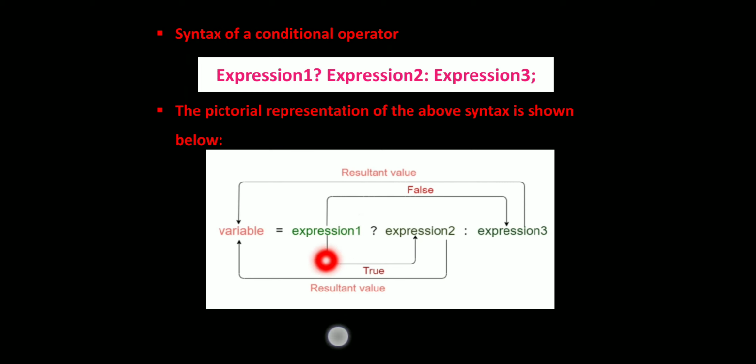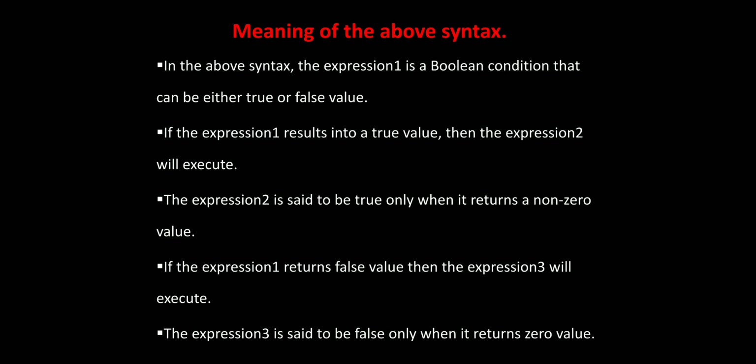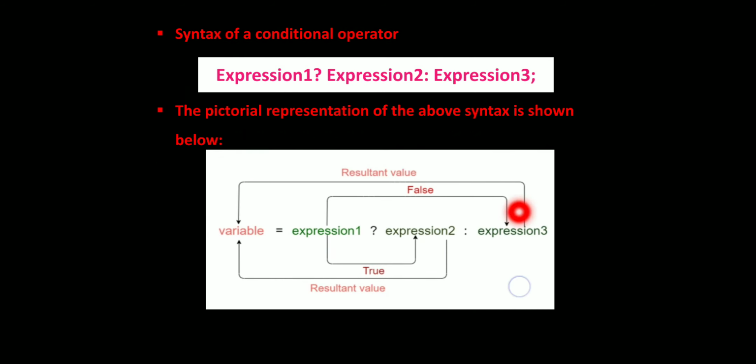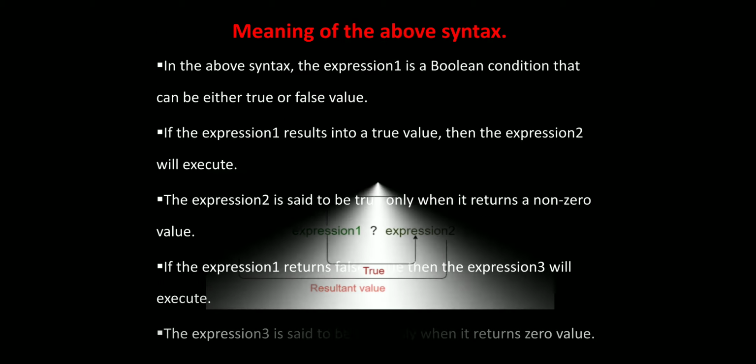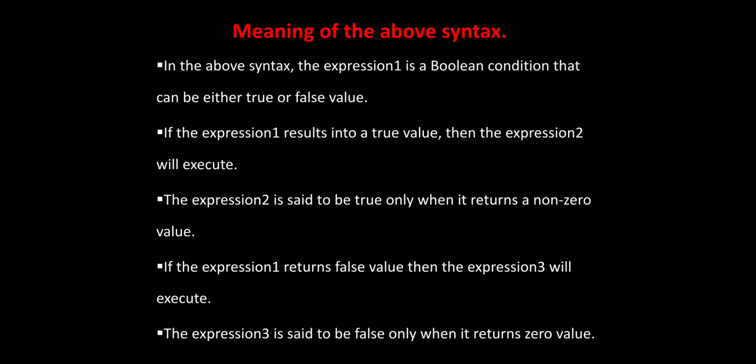See here, arrow marks are there. If it is true, the true block will be executed. If it is false, expression 3 will be executed. Expression 3 is said to be false only when it returns zero, that is, when it is written as 0. If it has any other value, then it is true. This is the syntax and meaning of the conditional operator.